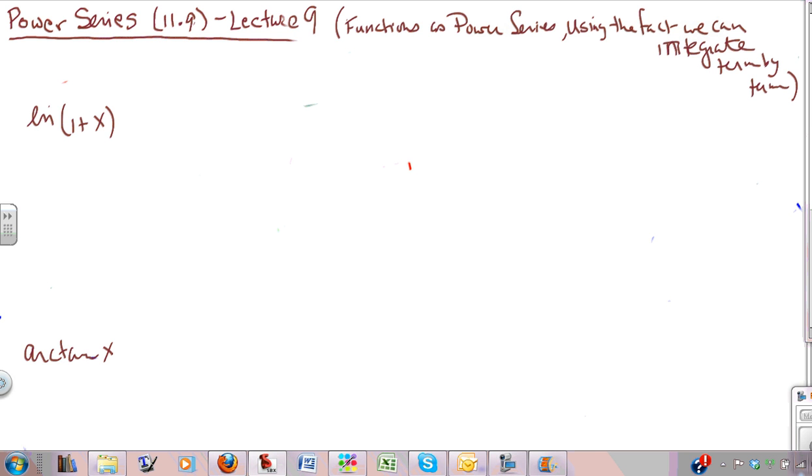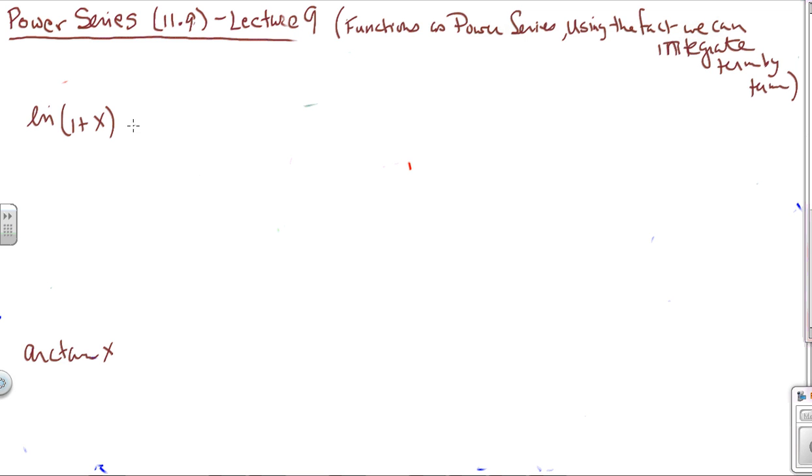So last video we pointed out that we can integrate and differentiate power series term by term, and we can use that to try and find power series expansions for functions that aren't directly geometric series. The examples we had last time were functions that were derivatives of functions that were geometric series. In this example we're going to look at just the opposite. Now, ln of 1 plus x here.